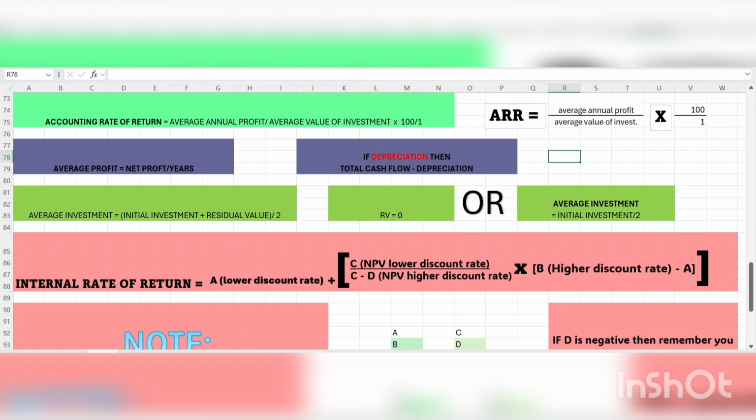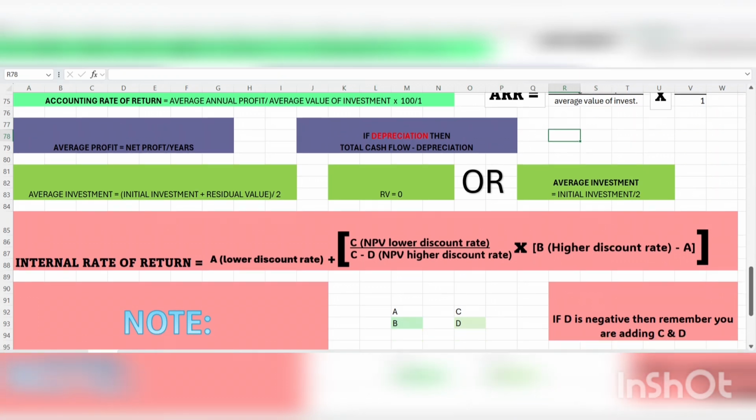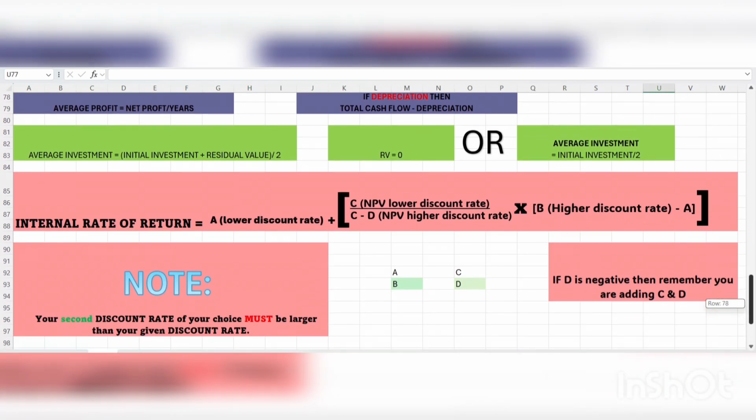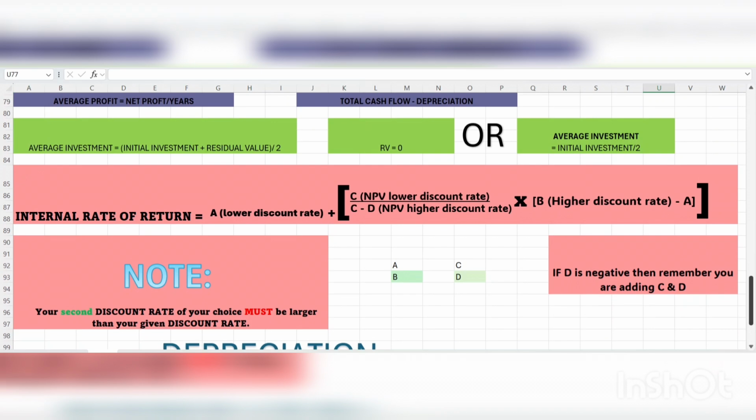If you have depreciation, then you must have your total cash flow minus depreciation. When it comes to your average profit, you must calculate that first before using your net profit. For your average profits, it's your net profit, which is basically this answer here, your total cash inflows divided by the number of years. Then for your average investment, it's going to be initial investment plus your residual value if it's given, divided by 2. If it's not given, it's just initial investment divided by 2.